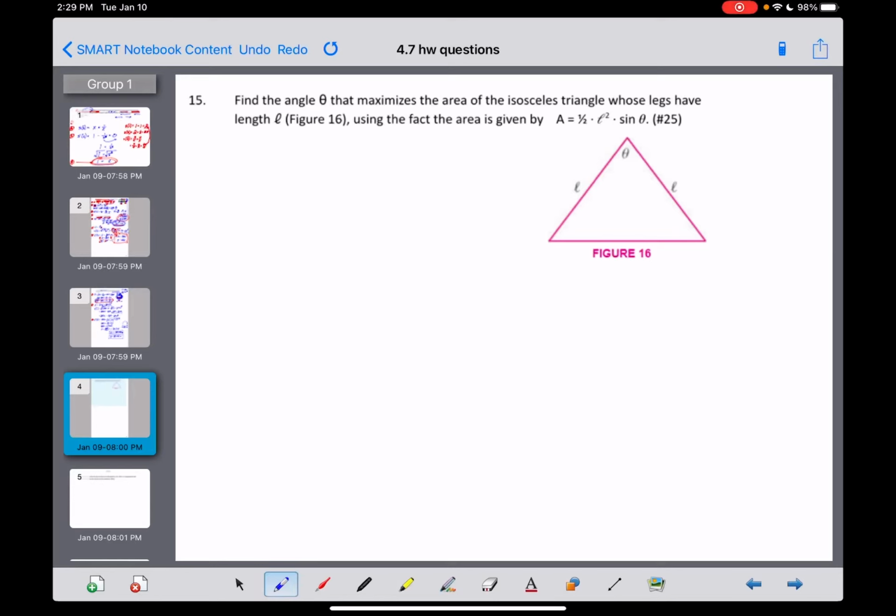Number 15 here in 4.7 is a really interesting question, and it's a good test for how well you understand a couple of concepts. Number one is the basic thing that we're trying to do within 4.7, which is to maximize or minimize something. And here, we're trying to maximize the area of an isosceles triangle that's given to us by this formula right here.